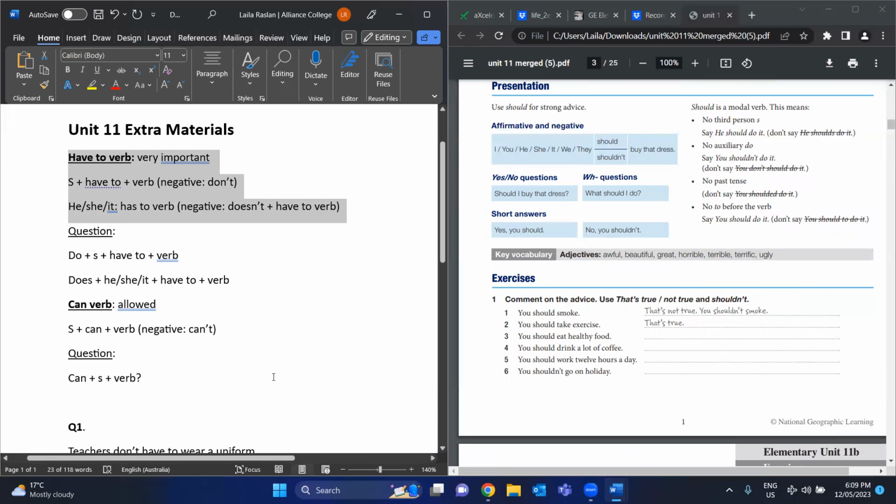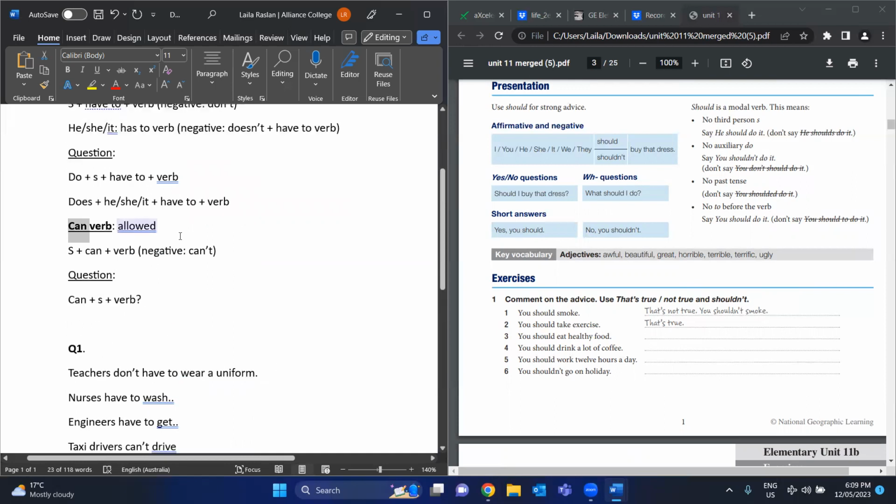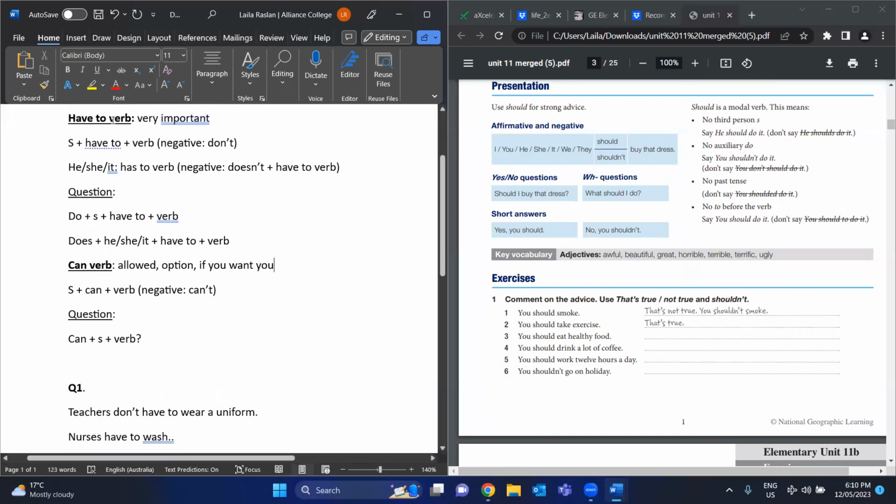That's it. I think everyone practiced. They can smoke outside if they want to. Yeah, if they want to, because there's an option. They're allowed. There's an option. You know, if you want to. It's like saying that if you want to. But have to is very important. Must.